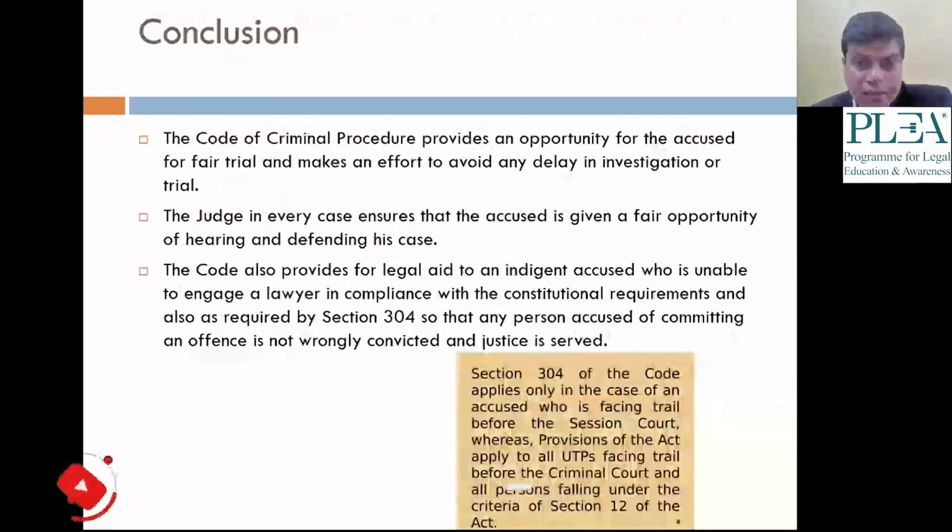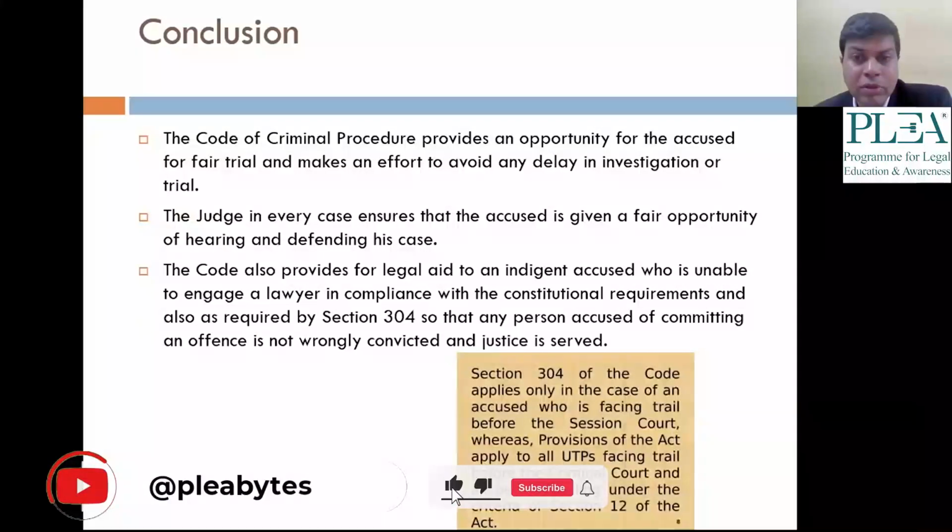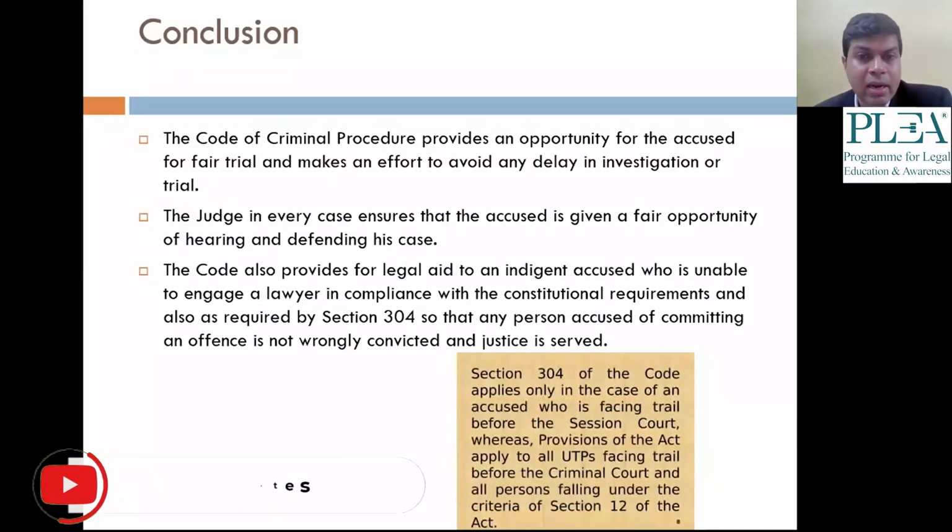So that is the conclusion. The Code of Criminal Procedure provides an opportunity for the accused to have a fair trial and makes an effort to avoid any delay in investigation or trial. The judge in every case ensures that the accused is given a fair opportunity and that the trial is speedy. The Code also provides that legal aid should be provided to an accused who is unable to engage a lawyer.